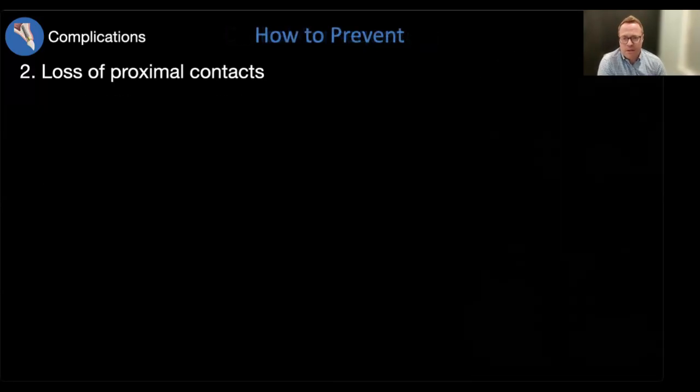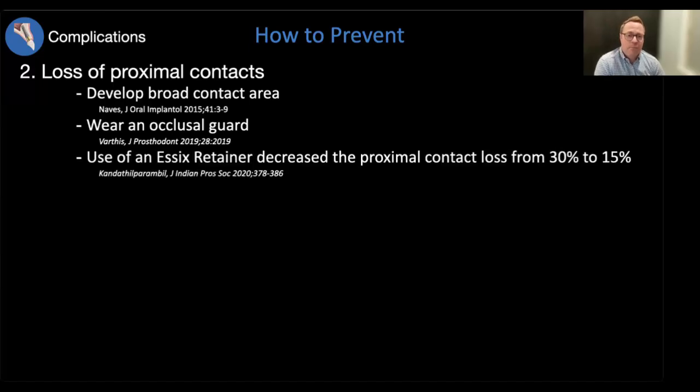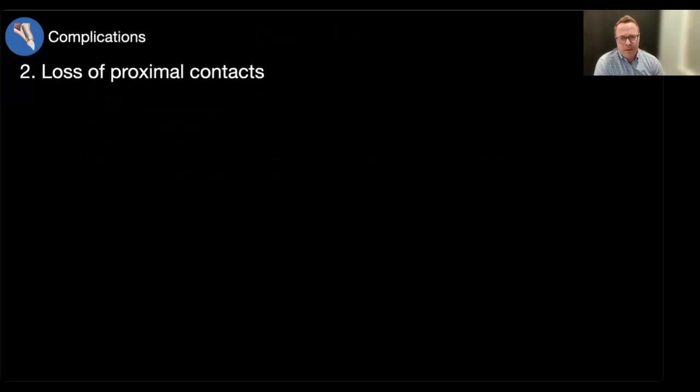So those are just some of the things. How do we prevent it? One, you can develop a broad contact, and that doesn't mean a heavy one. That just means rather than having a small point contact, if we have a little broader area, that means it might take a little more movement before it just opens right up. But eventually, if it moves enough, of course, that would open as well. Wearing an occlusal guard or an S6 retainer, both of those are going to have a similar effect of holding the teeth in place, and they can be quite successful at helping us with that.